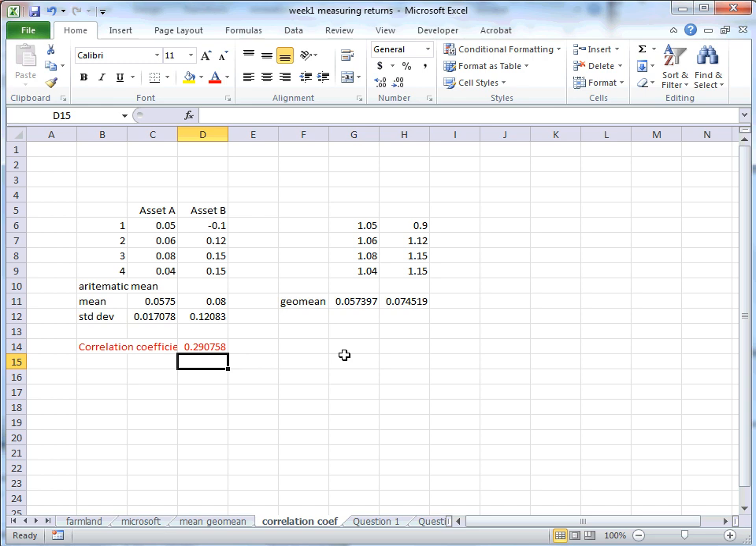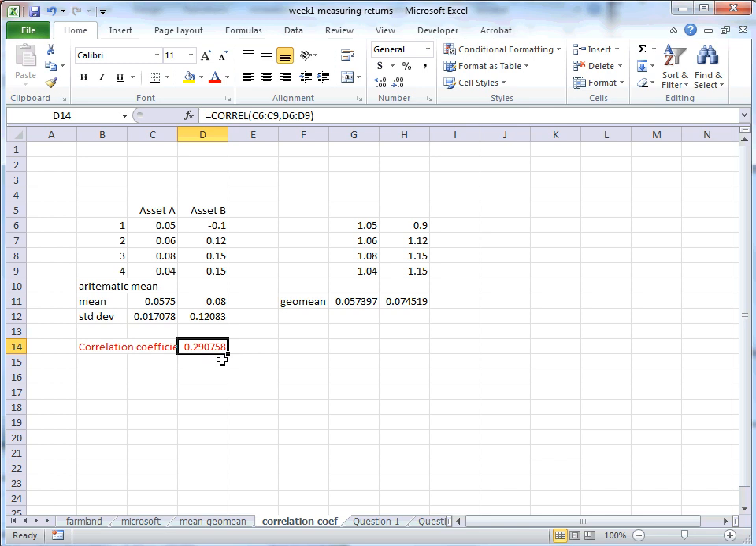Alright, looking at these assets. Asset B has a higher rate of return, but higher risk. Correlation coefficient is 0.29, so they're less than perfectly correlated.